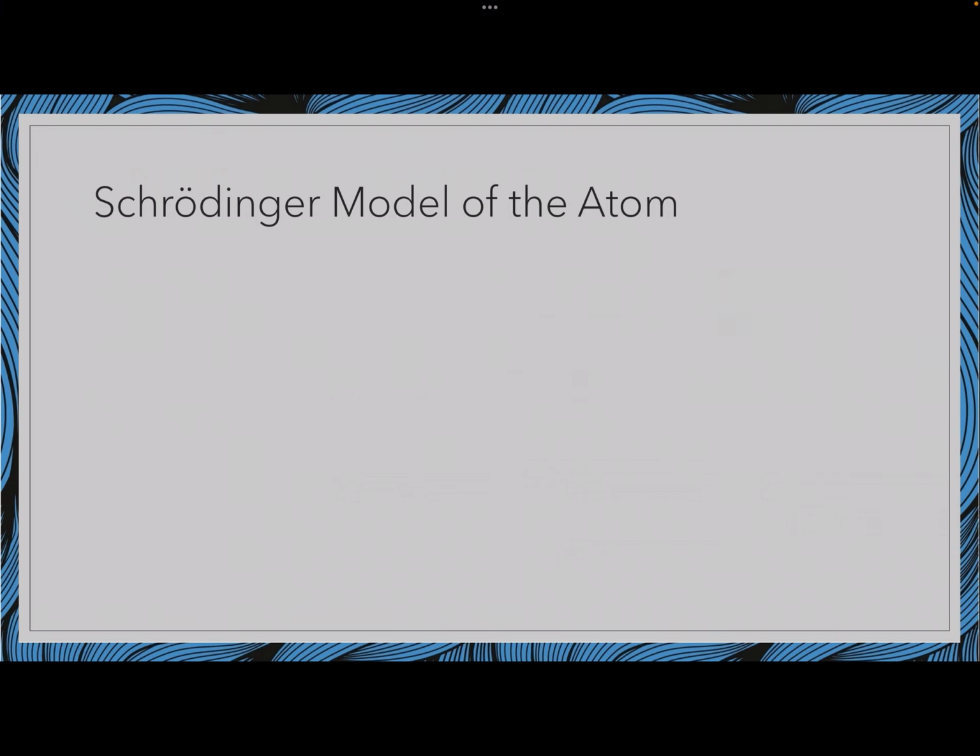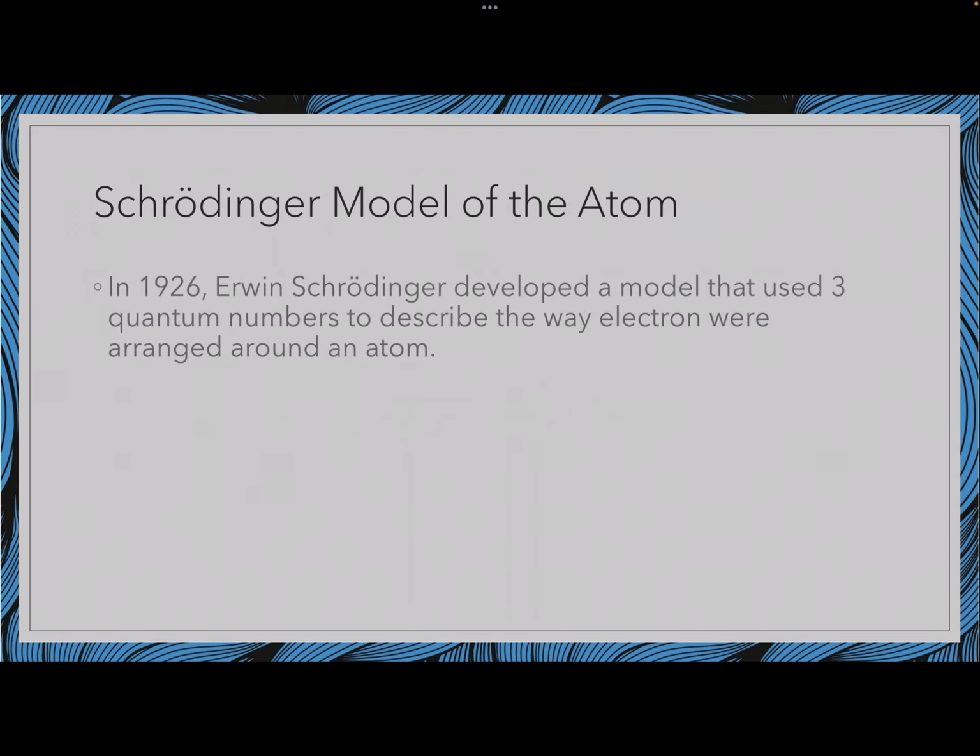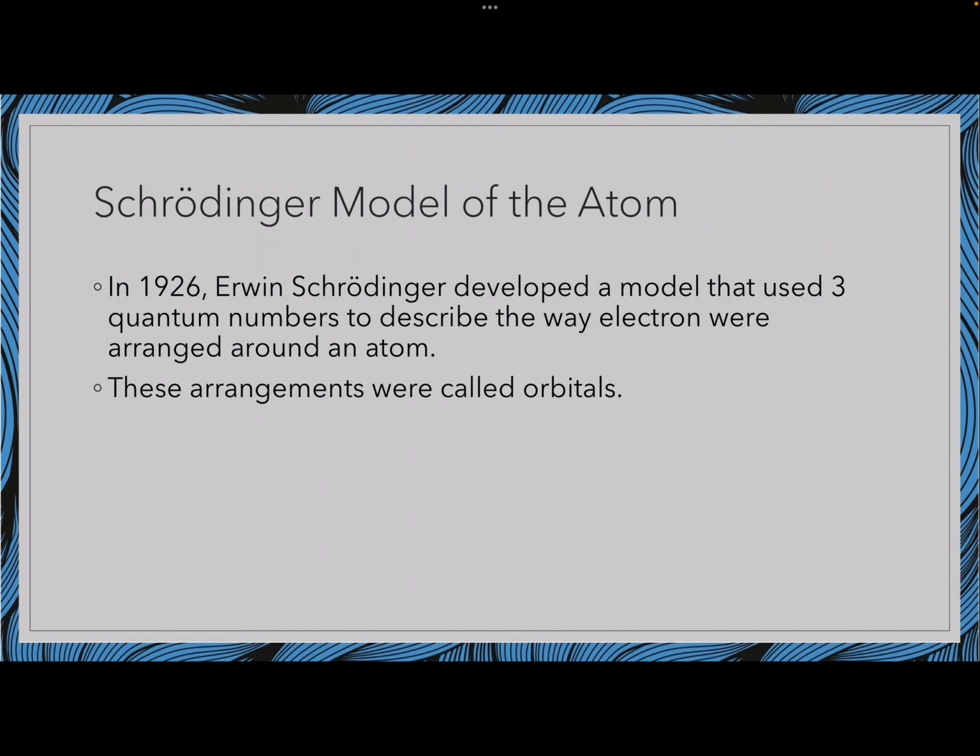And in 1926, Erwin Schrödinger developed a model that used three quantum numbers instead to describe the way the electrons were arranged around the atom. So he reused Bohr's first one. These arrangements, we called them orbitals. So Bohr's model had shells, Schrödinger has orbitals.